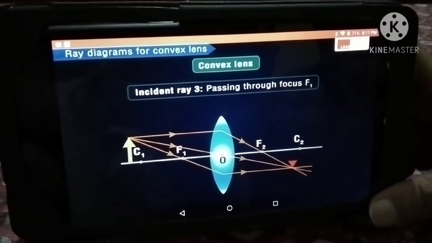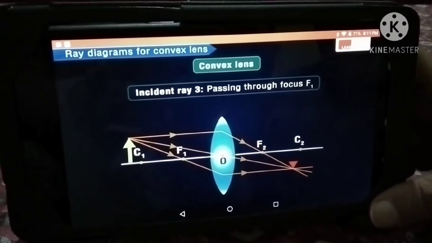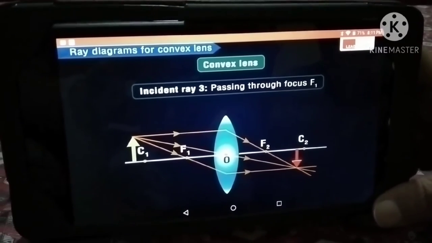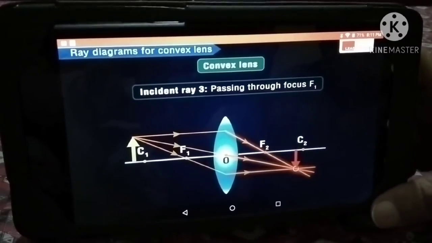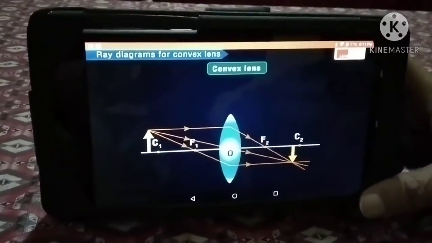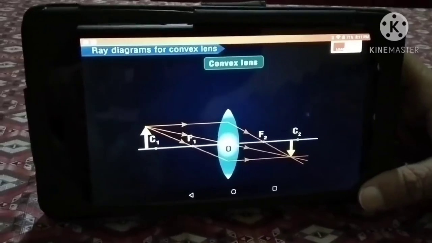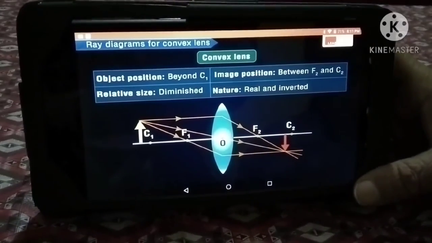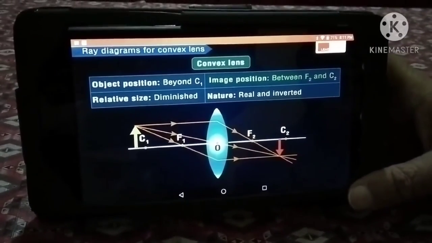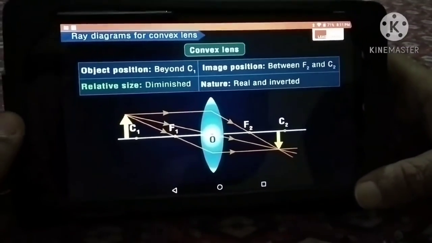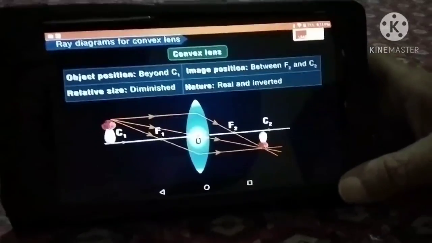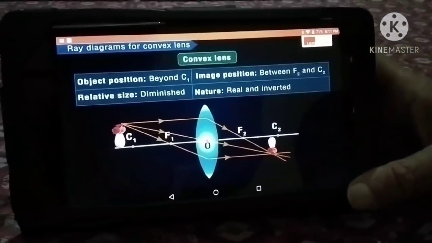Now we draw an arrow perpendicular to the principal axis, having an arrowhead at a point where the 3 refracted rays meet. This arrow represents the image. The image is formed between f2 and c2. The image is real, inverted, and diminished in size. Being a real image, it can be obtained on a screen.